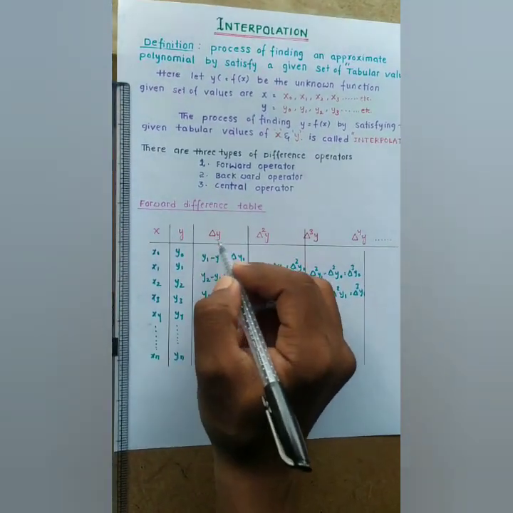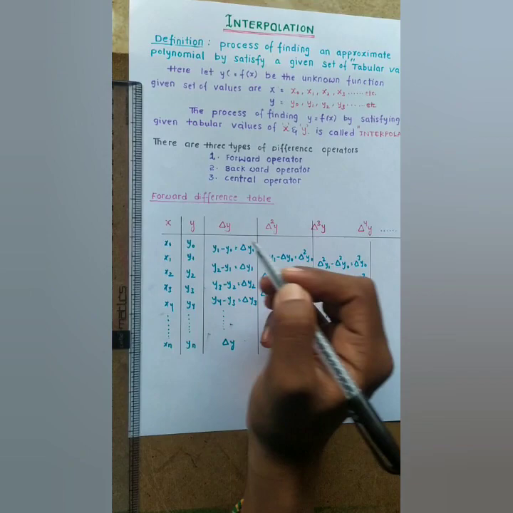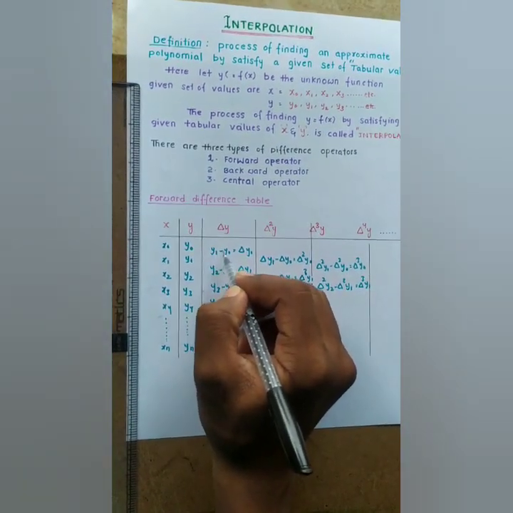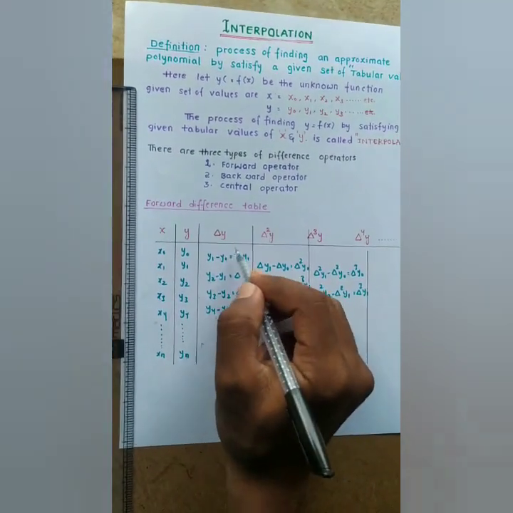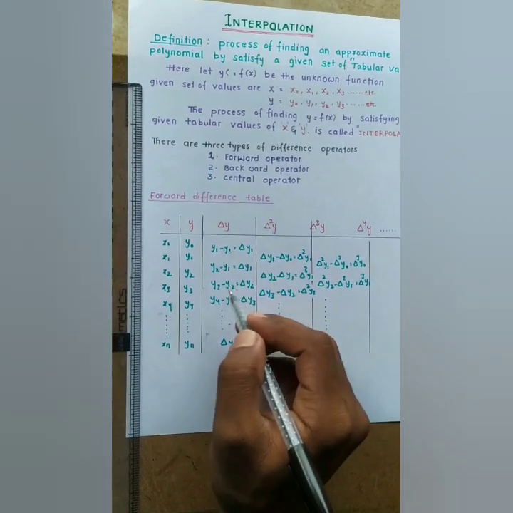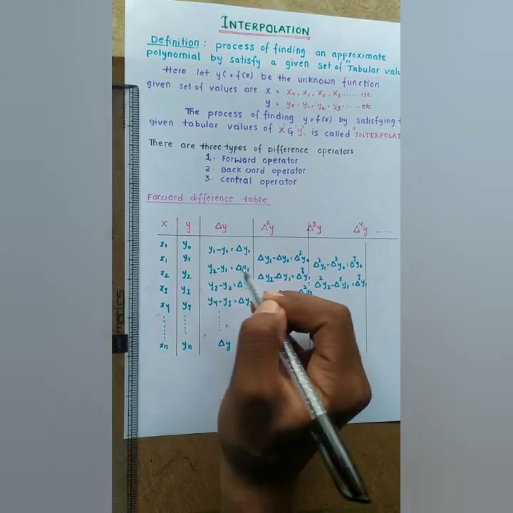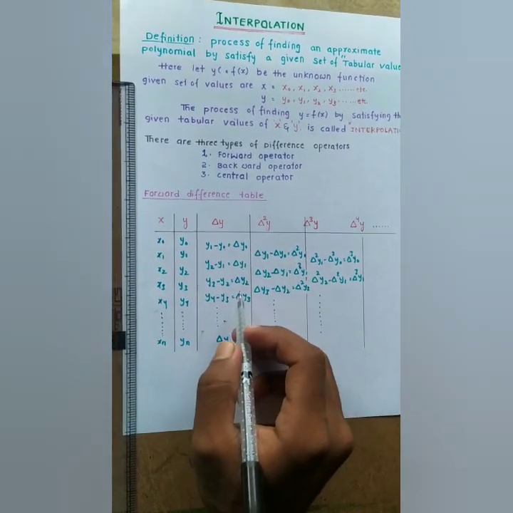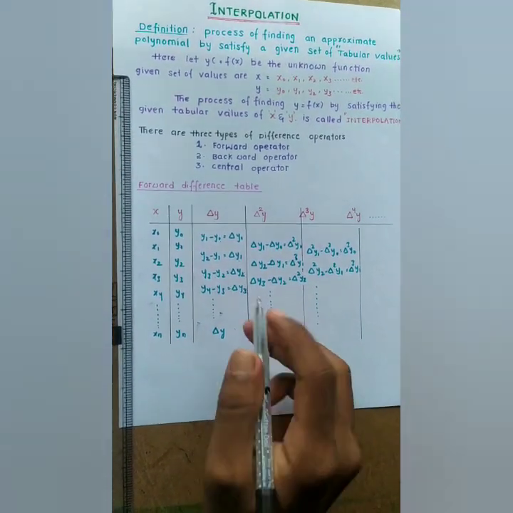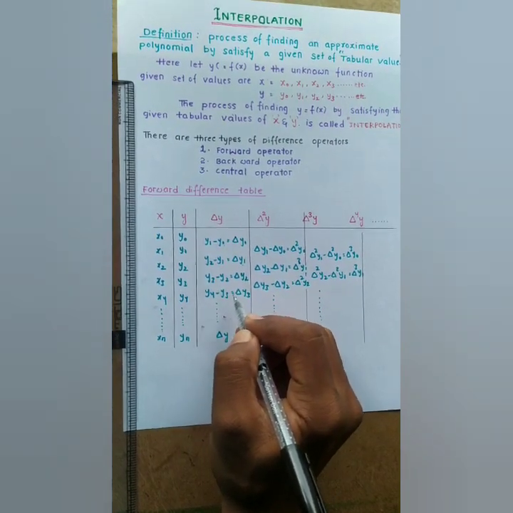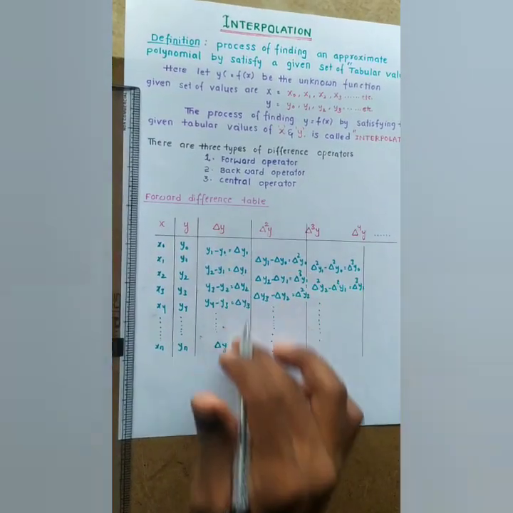Next we find delta y. Delta y is the difference of y1 and y0: y1 minus y0 gives the value of delta y0. Similarly, y2 minus y1 gives delta y1, y3 minus y2 gives delta y2, and y4 minus y3 gives delta y3. In this manner we can find the delta y values.